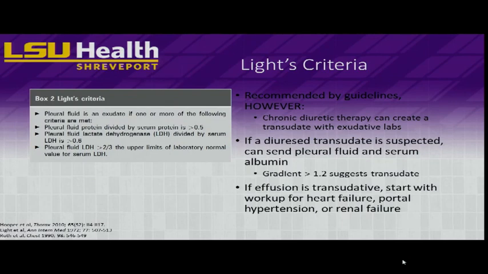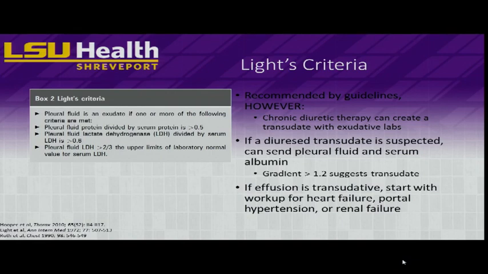So we all know Light's criteria. It's been used since 1972. Basically, it's your ratio of pleural protein to serum protein, your pleural LDH to serum LDH, and then you look at your total pleural fluid LDH.